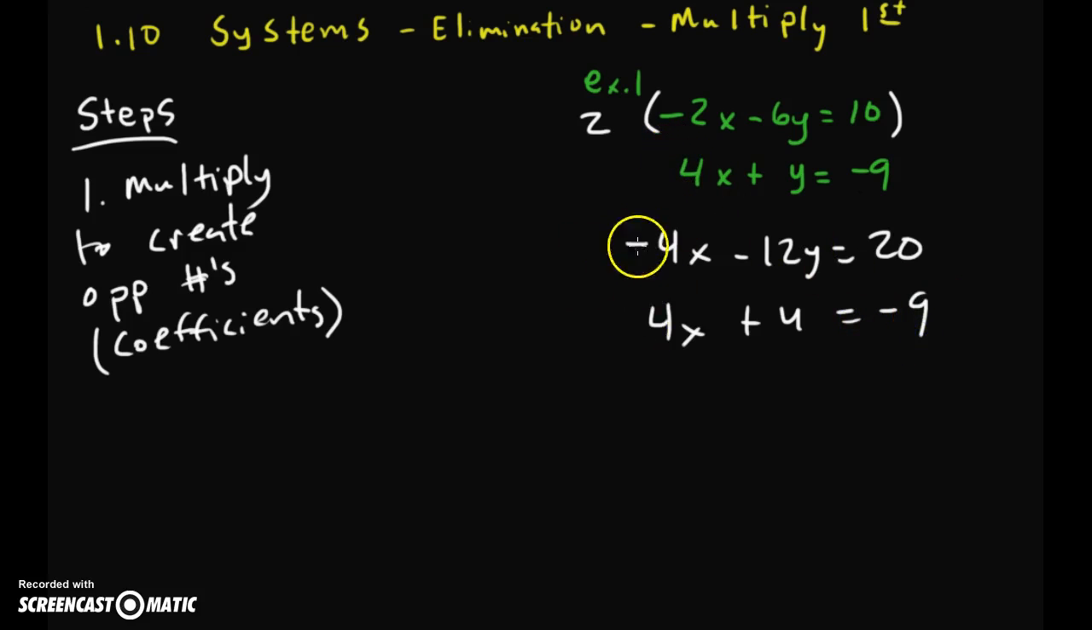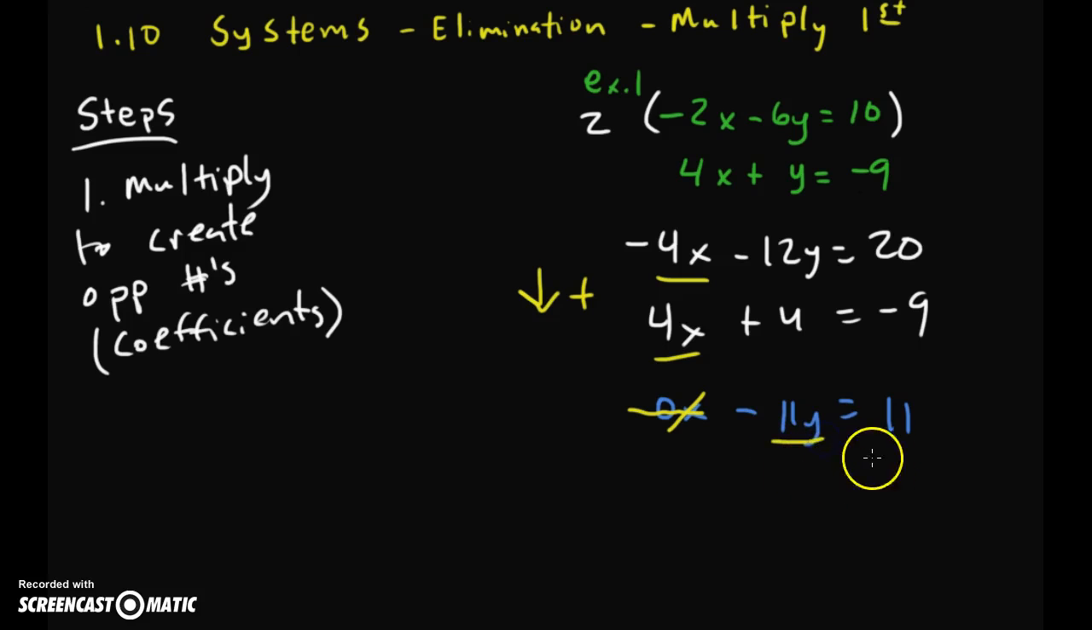Now that we have our opposites, 4 and -4, we can just add straight down. Negative 4x and 4x add to 0x. Negative 12y plus 1y is negative 11y. And 20 plus negative 9 is positive 11. We can cross out 0x because 0 times x is 0, and now we're just going to solve.